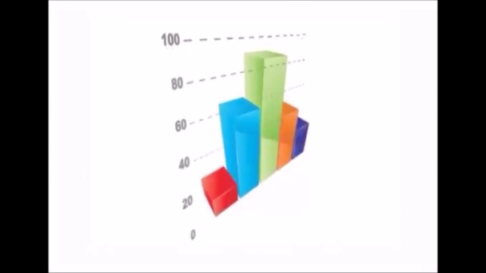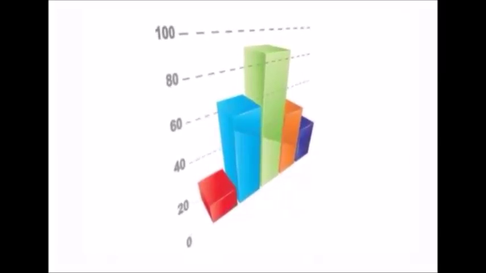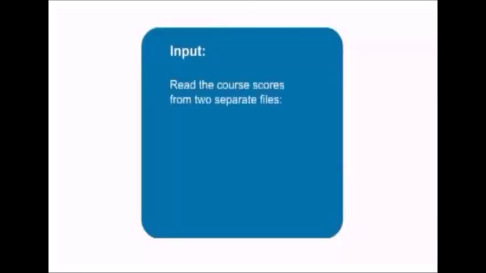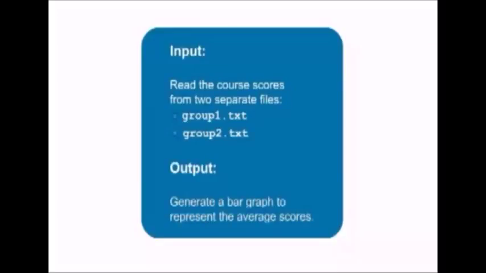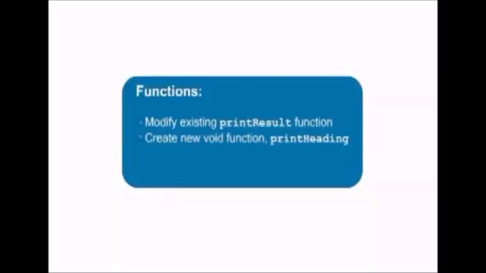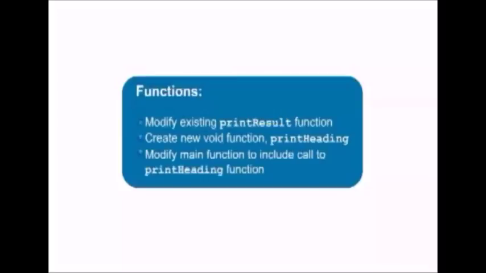You can modify the function printResult, which was defined in the first part of the program, to display the course averages as bar graphs. Using the same input, reading course scores from Group1.txt and Group2.txt, you can output the course averages visually in the form of bar graphs. To do this, you can modify the existing printResult function to display the results using symbols to represent the average course scores in the form of bars, add a printHeading function to display the heading, and modify the main function to call these functions.